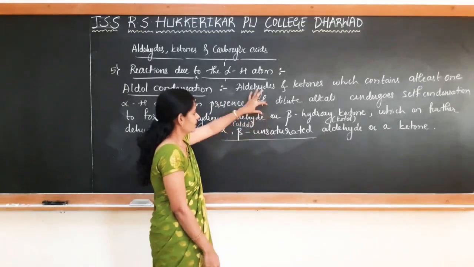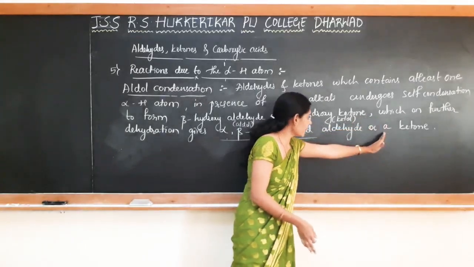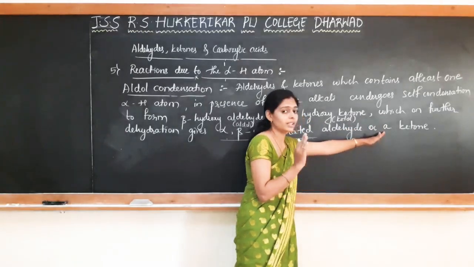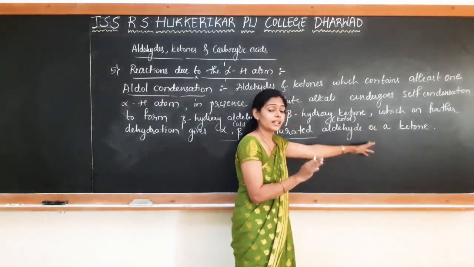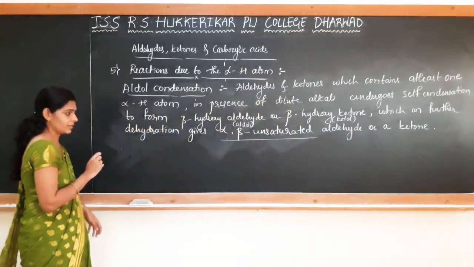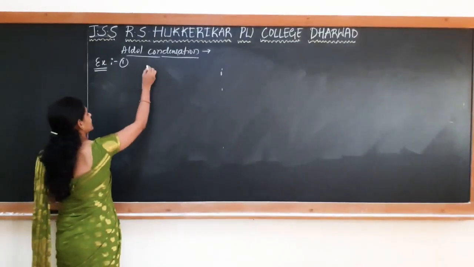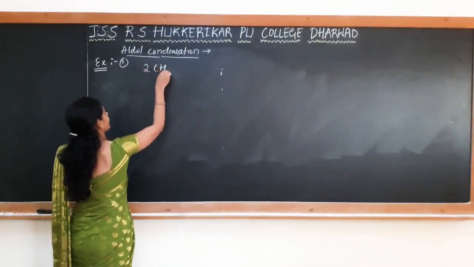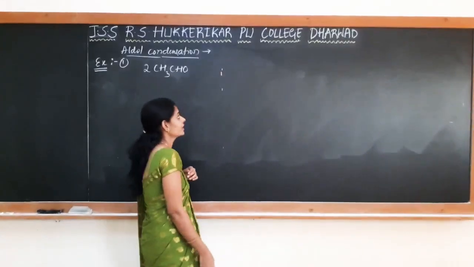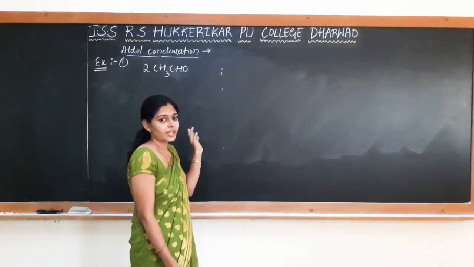Remember, if you write only up to this, it is aldol reaction. If on dehydration it gives alpha beta unsaturated aldehyde or ketone, then it is considered as aldol condensation reaction. So we will see how the reaction takes place by taking one example. The first example is ethanol. On aldol condensation, first we get an aldol, after that we get alpha beta unsaturated aldehyde.